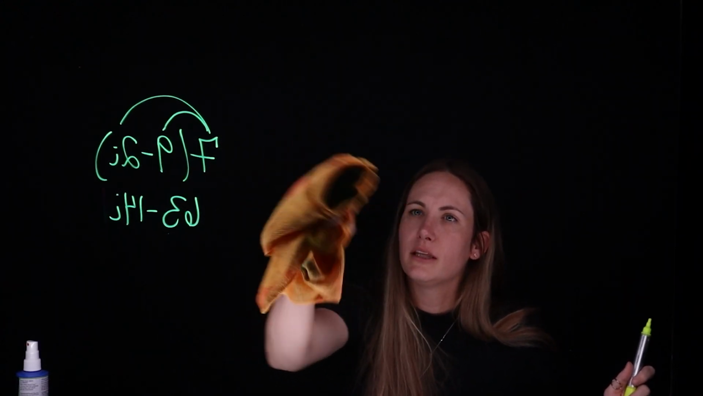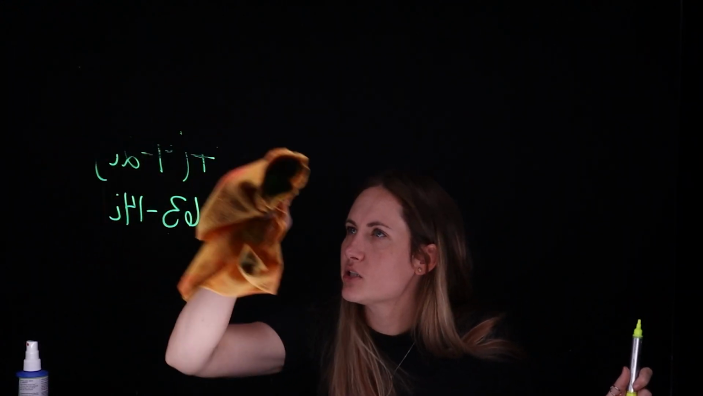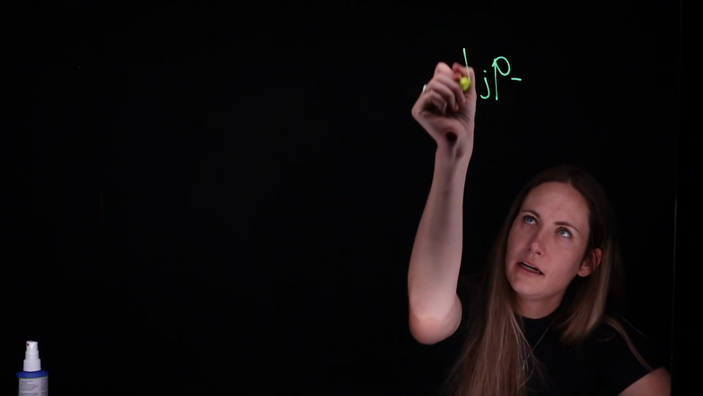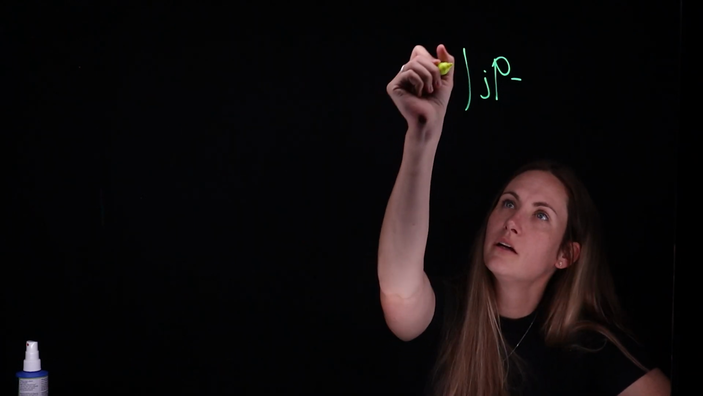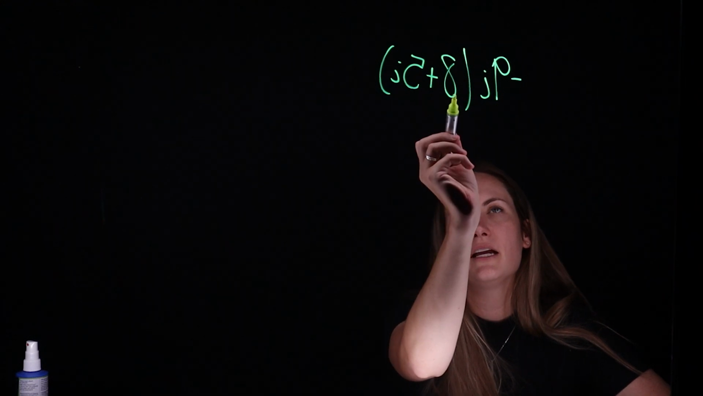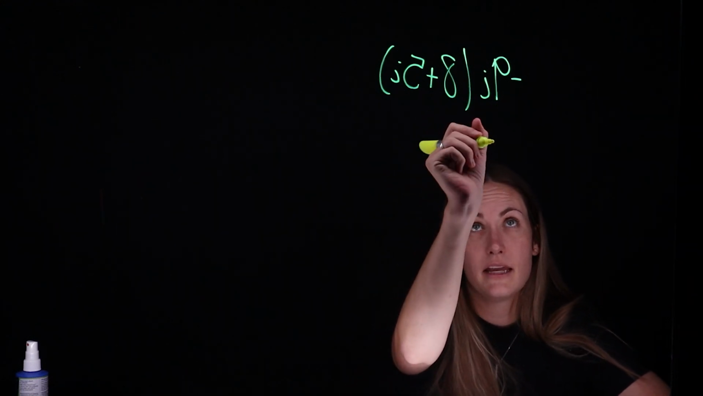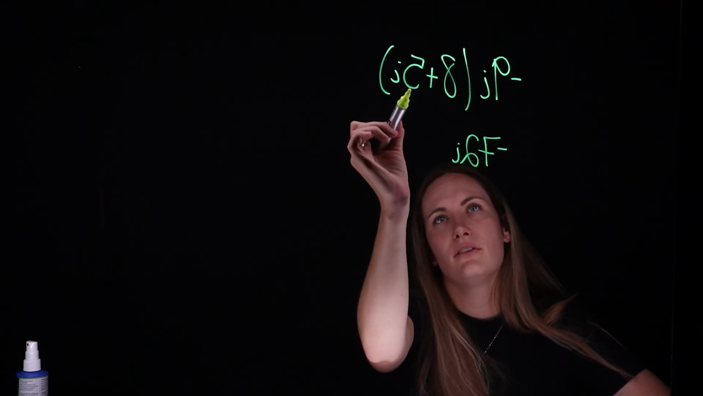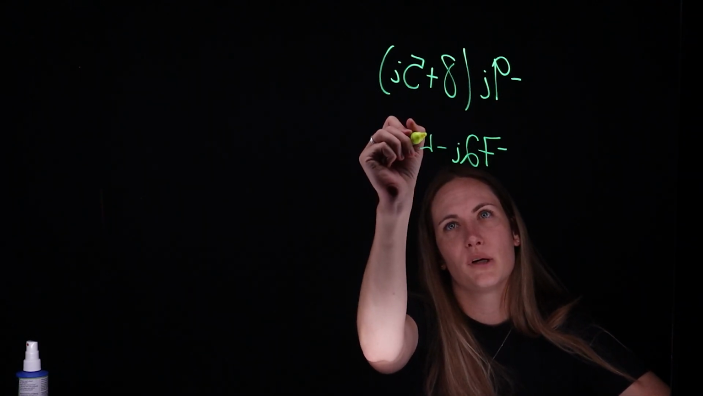When we distribute with an i, things are going to change a little bit, and that's what this next problem is. So we have negative 9i times 8 plus 5i. A negative 9 times 8 is negative 72i. Negative 9 times 5 would be negative 45.